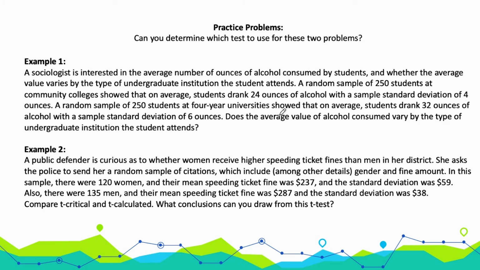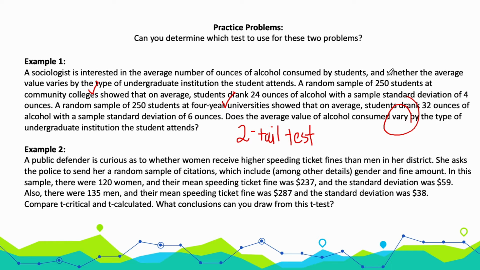We know our two institution types that we're comparing, community colleges and four-year universities. We haven't been asked whether students drink more or less at one institution compared with the other. So if we are just looking for any variance or difference without a direction, the appropriate test is a two-tailed test. And let's just make sure we can flag the important information from this problem.